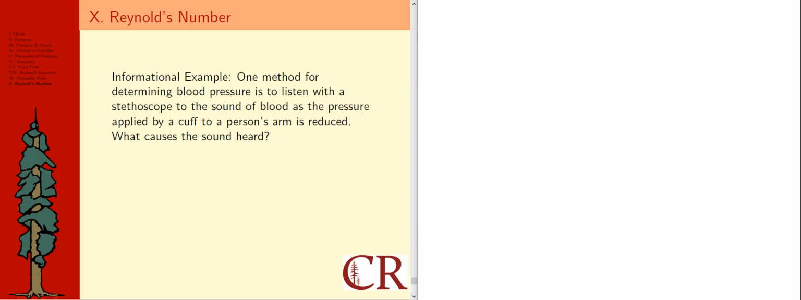So what's happening? I'm going to draw an arrow here, and this arrow is going to represent the progression from the initial high pressure applied by the cuff that is slowly let off and gets down to low pressure. And we're going to talk about what happens as it does that.